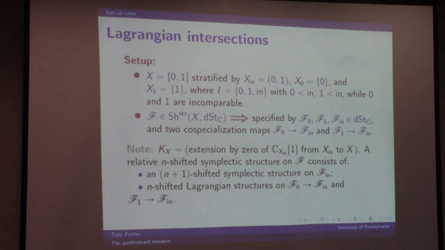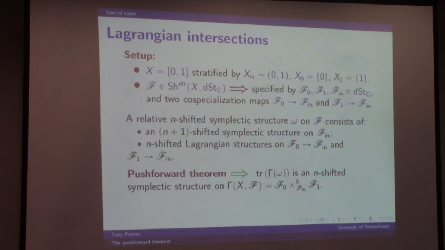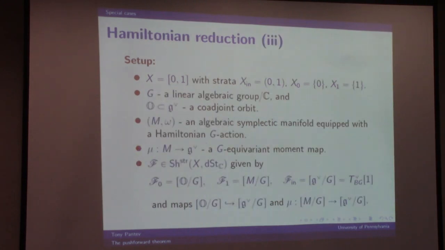The push-forward theorem, if you take this and push it forward to the point, tells you that the global sections are n-shifted symplectic. The global sections are just the fiber product of these two Lagrangian maps, the Lagrangian intersection, and it tells you that this has an n-shifted symplectic structure. So this is the Lagrangian intersection construction that we had in our original paper. It's again a special case. Hamiltonian reduction, being a Lagrangian intersection, is a special case of this theorem.